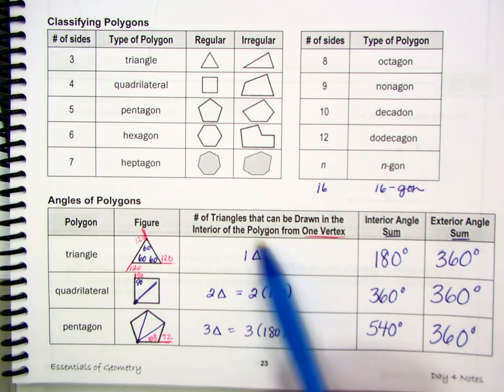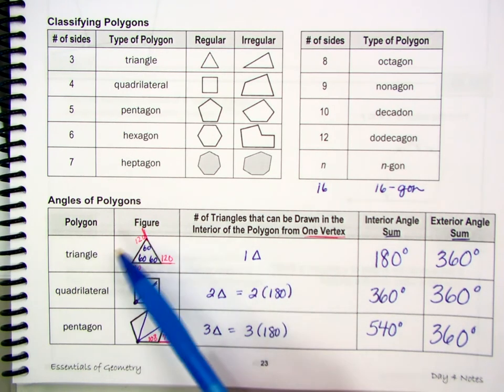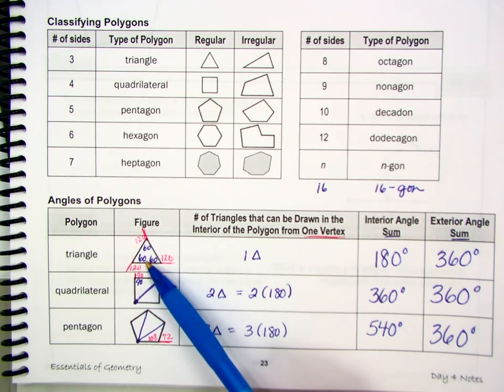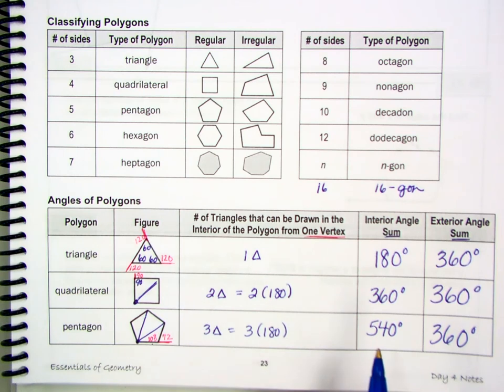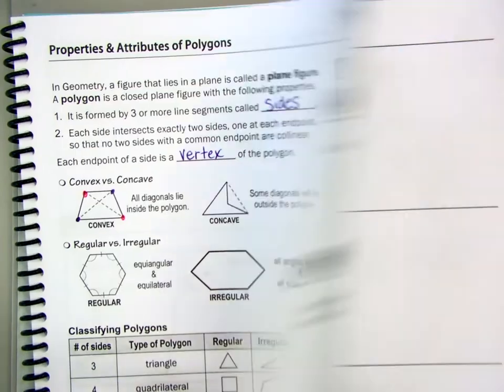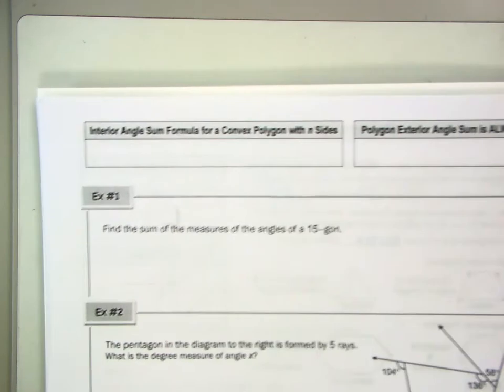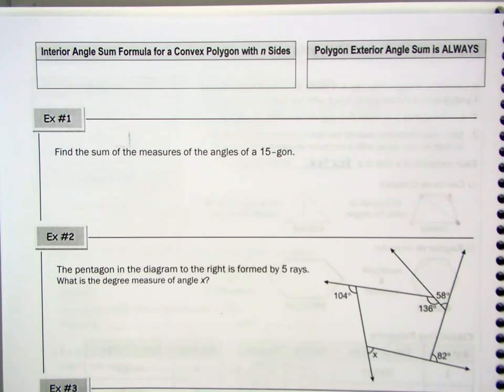If we look at the pattern here, every time I increase the side, I increase the triangle. So 3 sides, there's only 1 triangle. 4 sides, we had 2. 5 sides, we had 3. And another pattern as well is that the number of triangles is always 2 less than the number of sides that the polygon has. So that's how and why, on the next page, this formula works.